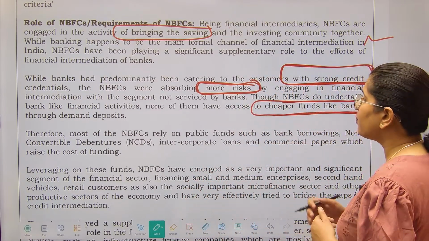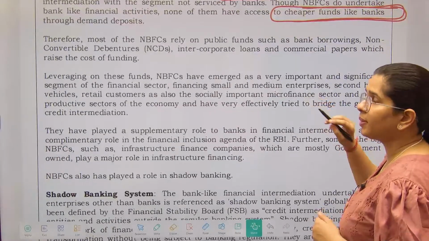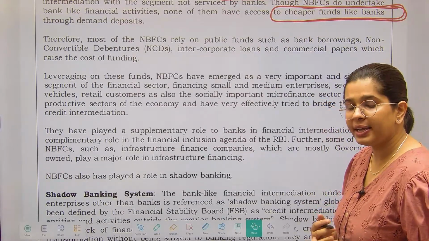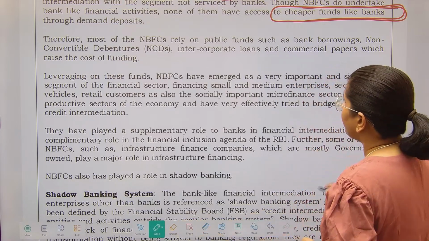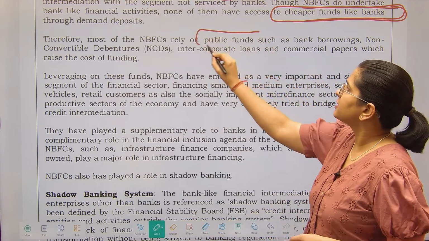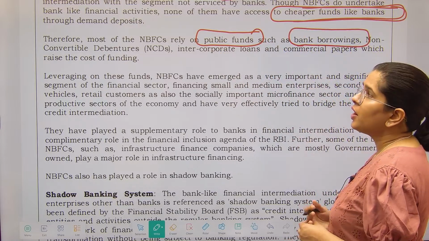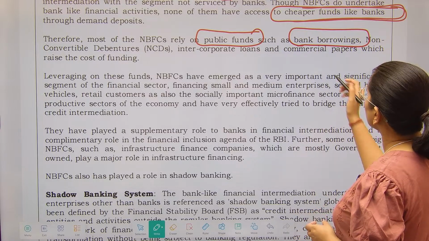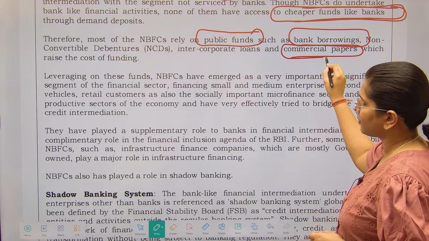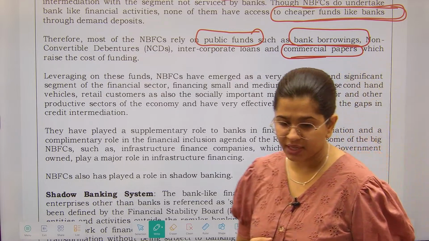ठीक है? Therefore, most of the NBFCs, if they do not have funding from demand deposits, from where do they take their funding? Most of the NBFCs rely on public funds, जैसे कि bank borrowings, non-convertible debentures, intercorporate loans, commercial papers, etc. So these are the instruments through which your NBFCs borrow.